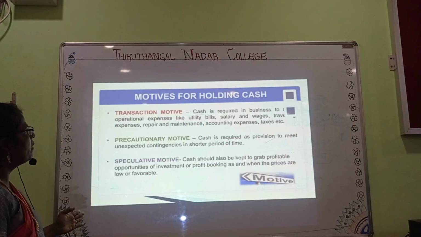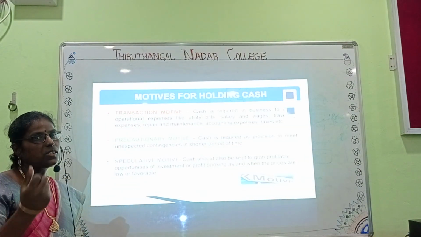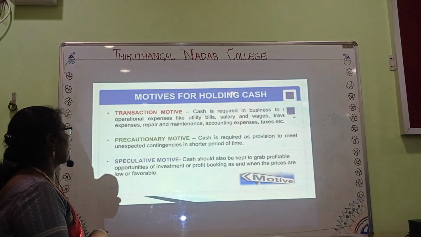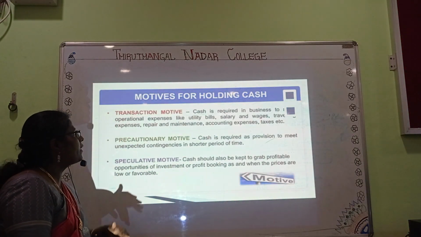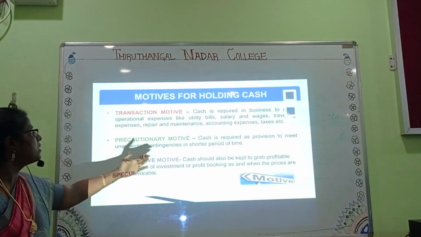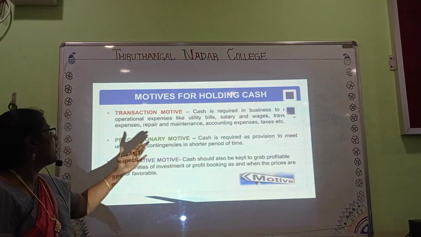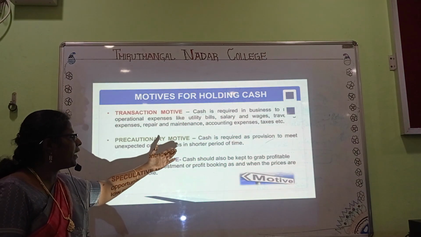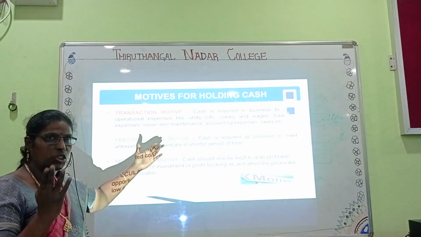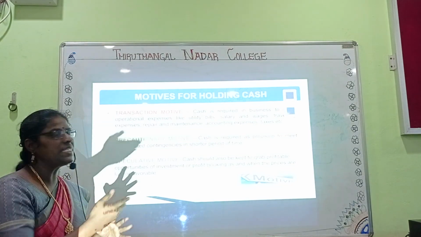Okay, and next one, what are the motives for holding cash? The business organizations hold cash, what are the motives behind holding the cash? The first motive is called the transaction motive. It is required in business for operational expenses like utility bills, salary and wages, travel expenses, repair and maintenance, accounting expenses. All these are accounting transactions, you know very well. So the cash is required for these transactions.